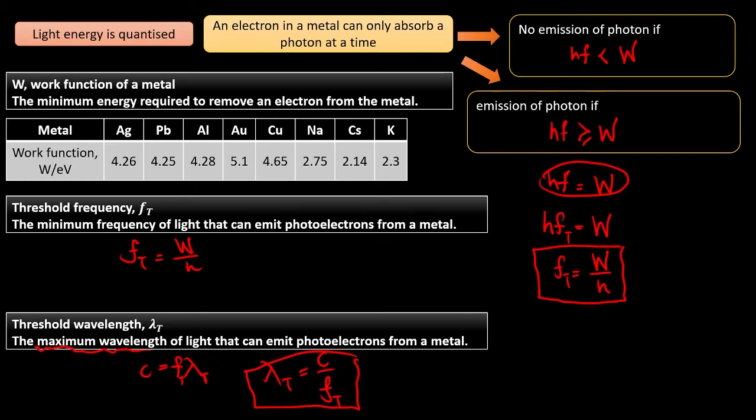So let's say if you have a frequency lower than this threshold frequency, then there will not be any photoelectrons emitted from the matter. In other words, if you have a wavelength which is greater than the maximum wavelength, the threshold wavelength, then there will be no emission of photoelectrons.